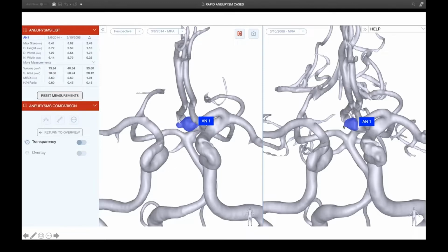You can see that little daughter sac that we saw earlier. And you see here in 2014 that there's been obvious growth of the aneurysm, including the daughter sac. So in 2006, we saw the aneurysm measured about 6 millimeters in maximum size compared to 8.4 in 2014. And overall, we see only like a 2.5 millimeter increase in maximum diameter, but the volume of the aneurysm almost doubled over that time as well.